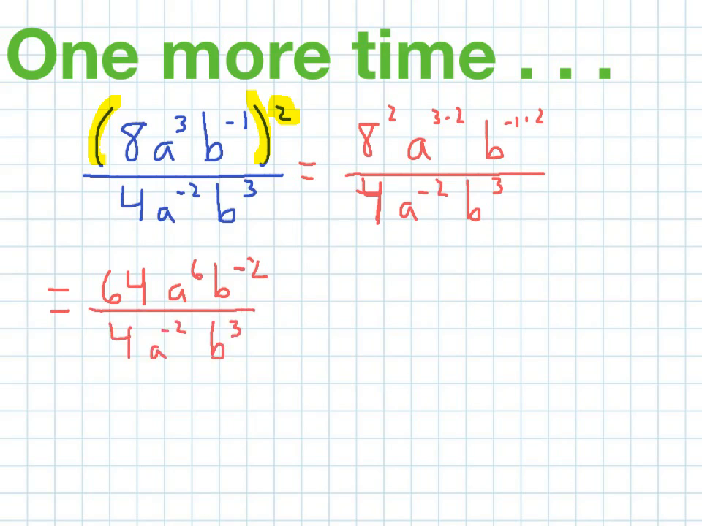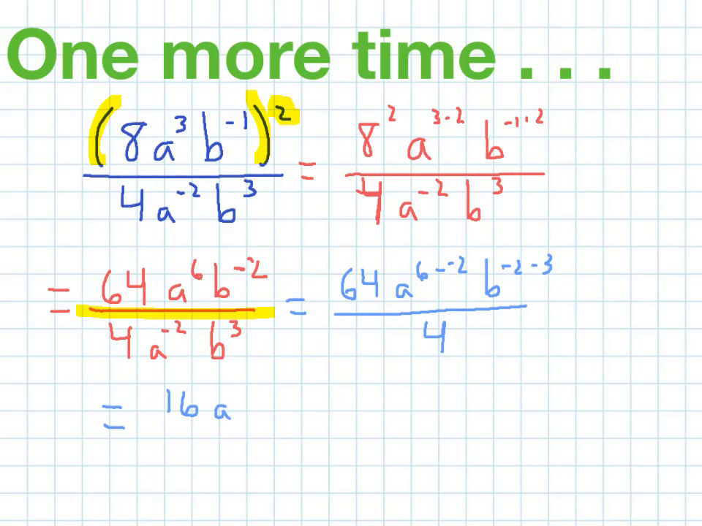Final step, now because we have this, we're going to use that quotient rule, the very first one that we studied, and we're going to get 64 a to the 6 minus a negative 2, b to the negative 2 minus 3 over 4, and that's going to go ahead and simplify to 64 divided by 4 is 16, and we end up on top with a to the 8th, because I took 6 minus a negative 2, and b to the negative 5. Again, we'll deal with that negative exponent in another lesson. Now I'll have you practice these.